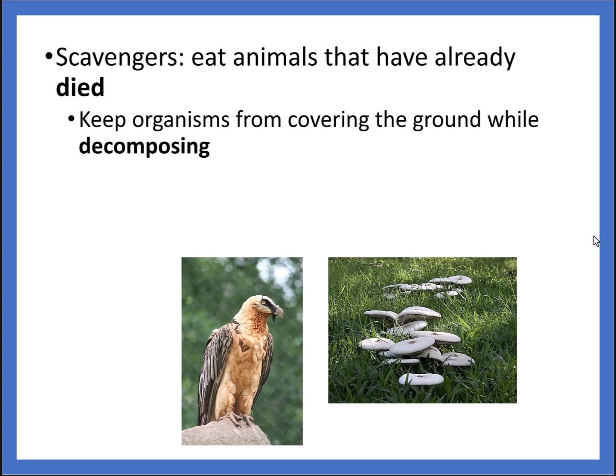In addition to autotrophs and heterotrophs, there are a couple of other categories. Scavengers are animals that eat other animals that have already died. And this is an important role in an ecosystem because scavengers keep organisms from covering the ground while they're decomposing. So think about how littered your streets would be with roadkill if vultures weren't coming in and removing some of that constantly.